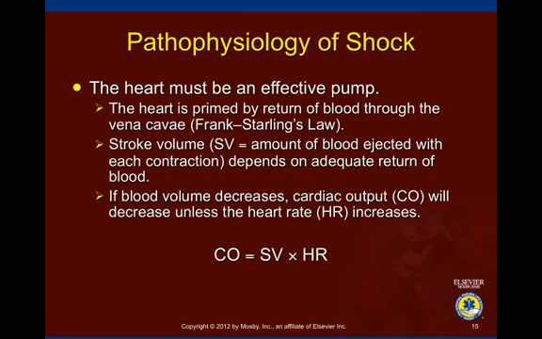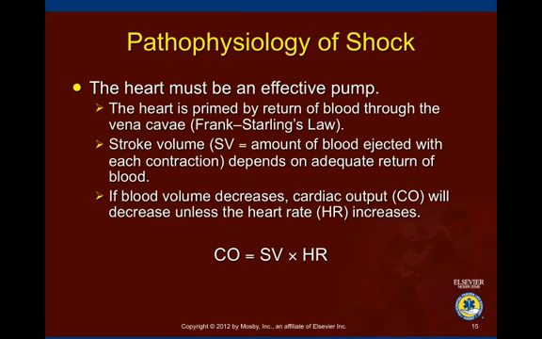So stroke volume, if you think about it, is the amount of blood ejected with each contraction, and that depends completely on preload. In the shock patient, the trauma patient, that depends on preload. So if we reduce preload, we reduce the amount of blood coming back because of a tension pneumo or sheer loss of volume, as preload drops, then stroke volume is going to drop.